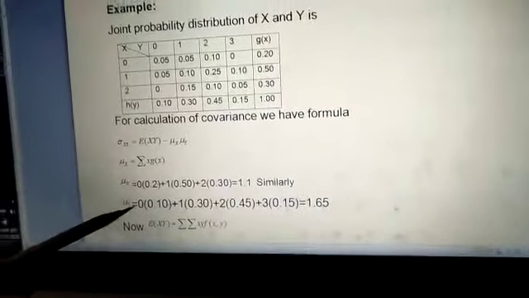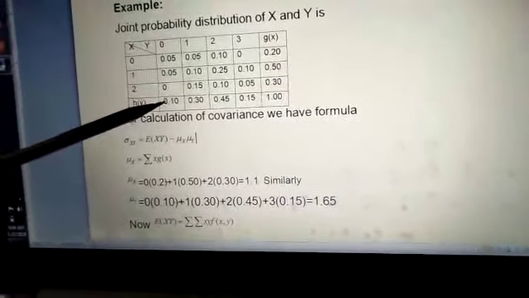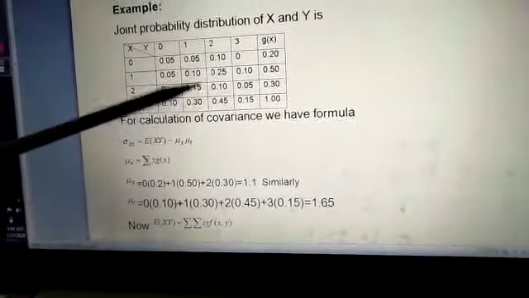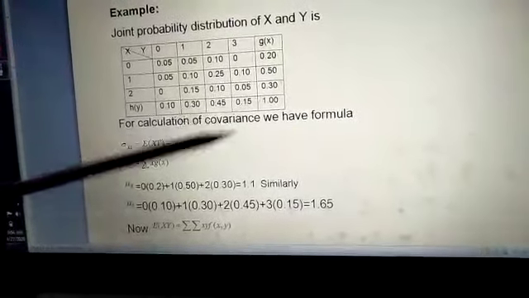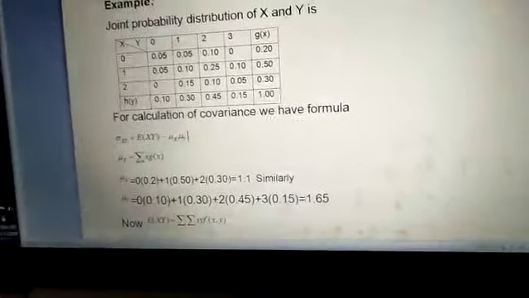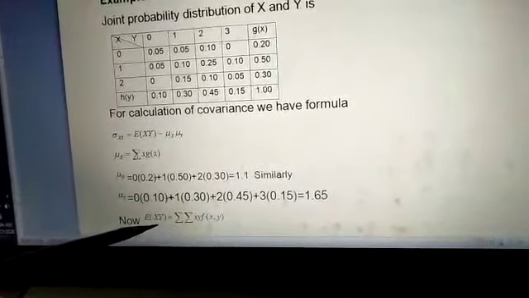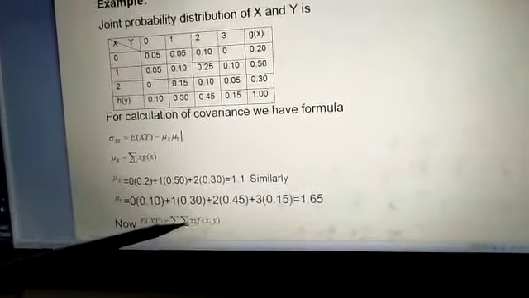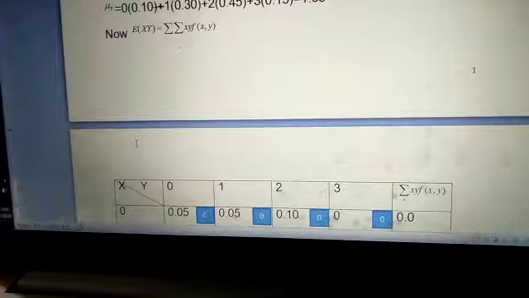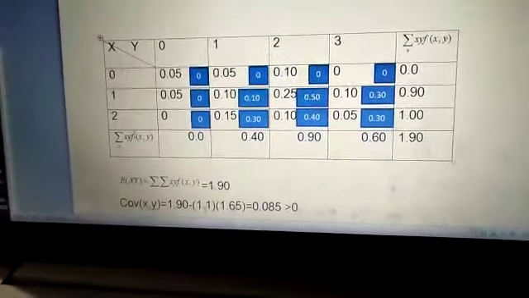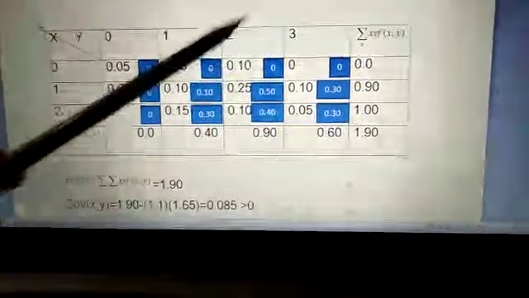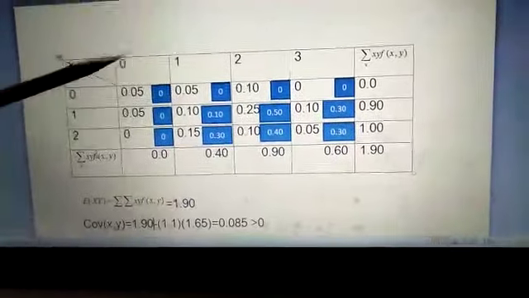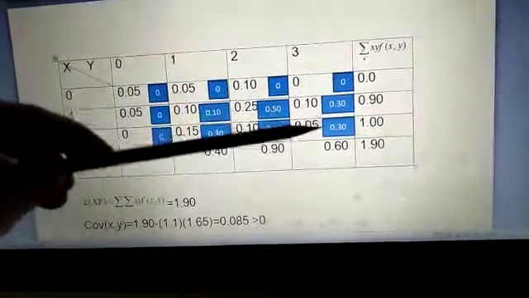Similarly, expectation of y would be 0 multiplied by 0.1 plus 1 multiplied by 0.3 plus 2 multiplied by 0.5 plus 3 multiplied by 0.15, and finally the result is 1.65. In the next step we would calculate the expectation of xy, that is double summation xy into fxy. For this we again have the joint probability table. Here the values of y and x are the same, and these joint probabilities are the same.